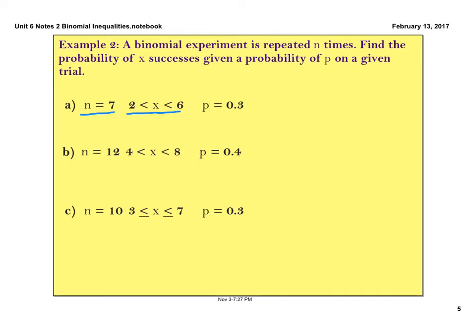And now I want 2 to be less than x, but x to be less than 6, which means that I want the 3 plus the 4 plus the 5. These are not inclusive. These are strictly less thans. So that means I'm not including the 2 and I'm not including the 6. I want the 3, the 4, and the 5. My probability here is 0.3, so that's the column I'm going to go to. Remember that those probabilities are also at the bottom of your table, which is really helpful. It's helpful to be able to see both pieces. So I want 3, 4, and 5 in that 0.3 column.